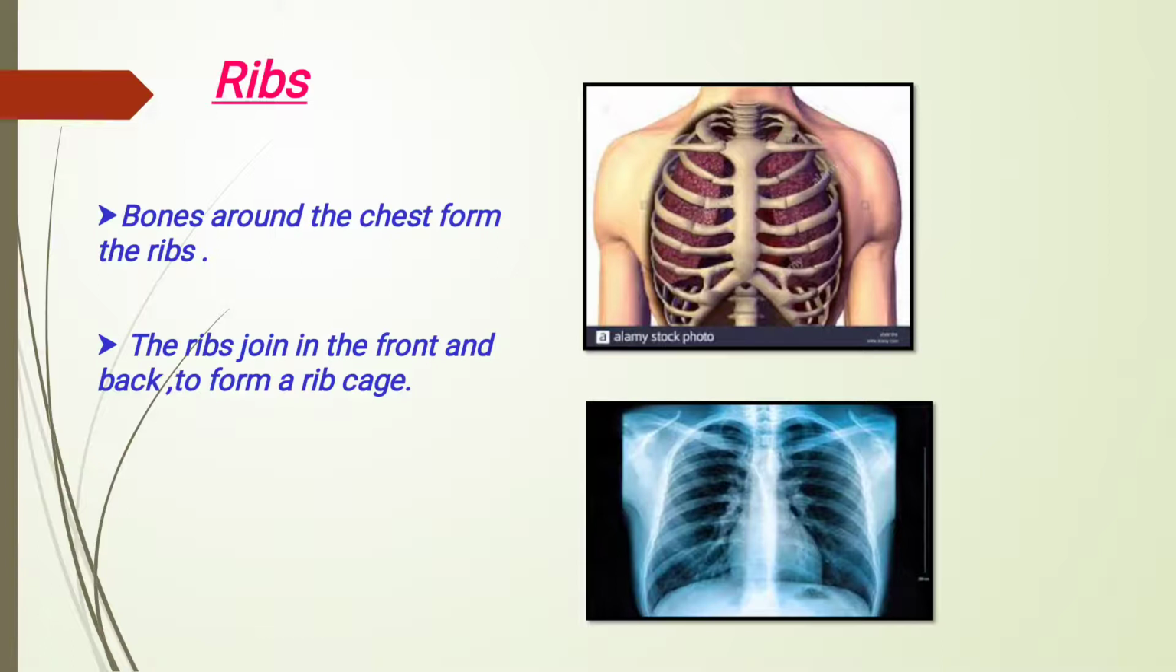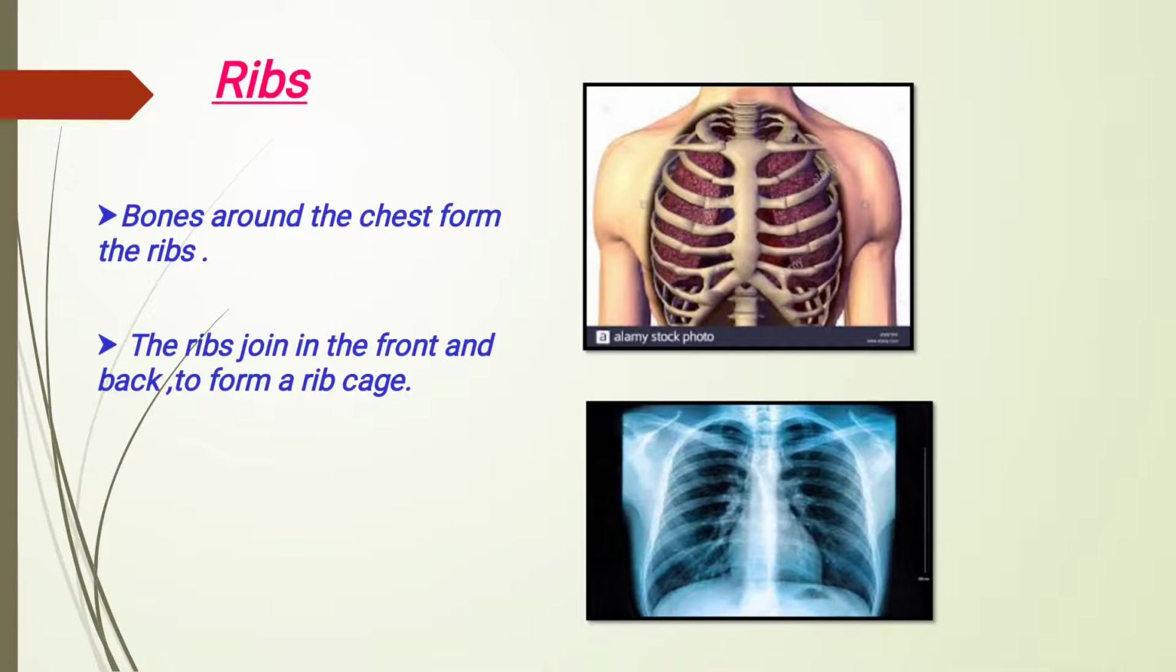Ribs. Bones around the chest form the ribs. Can you see in the picture? And what is there inside the chest? We learned in the previous class. Yes, it's the lungs and heart. And what is there inside the skull? It's our brain sitting there. Clear? So, bones around the chest form the ribs.